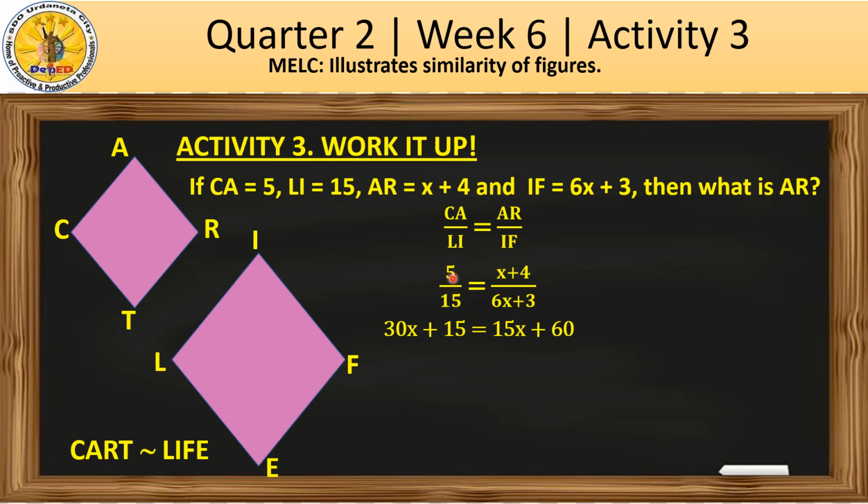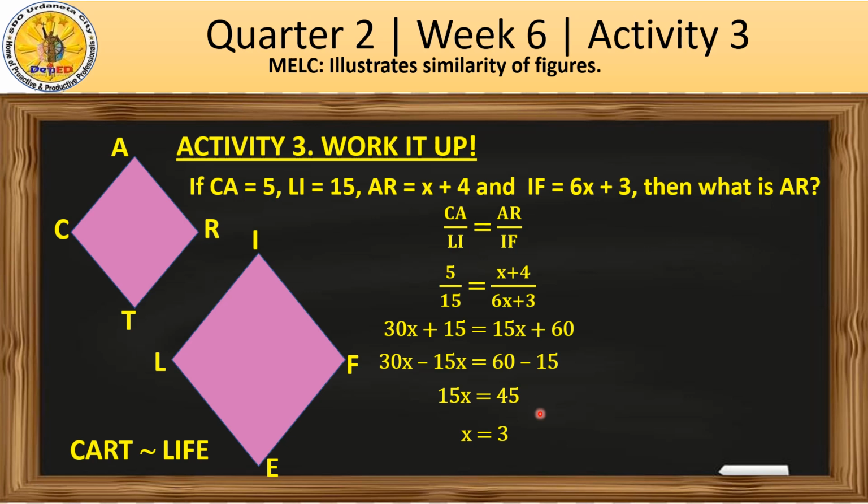So if you cross multiply 5 and 6x plus 3, you will get 30x plus 15. And you multiply x plus 4 with 15, you will have 15x plus 60. Now to solve the equation, you would combine the like terms. The resulting equation would be 30x minus 15x is equal to 60 minus 15. After that, you perform the subtraction and you will end up with 15x is equal to 45. Then you will divide both sides by 15 to get the value of x, which is equal to 3.